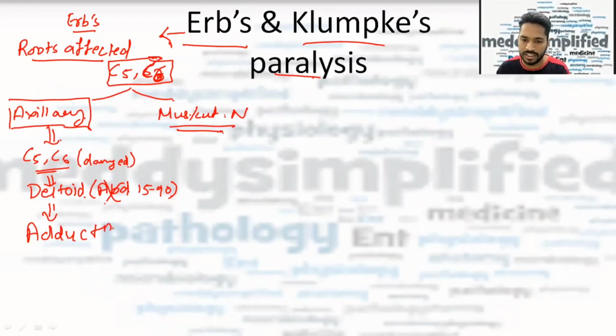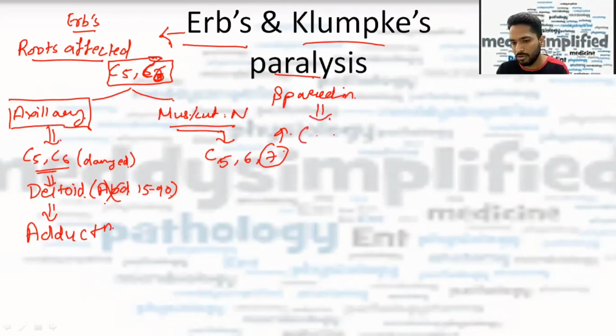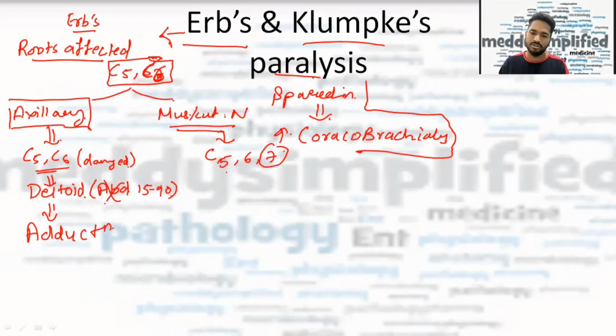Similarly, if we talk about the musculocutaneous nerve, the root value is C5, C6, and C7. So if C7 is not affected, there will be a question: which muscle is spared in Erb's paralysis? That answer will be coracobrachialis. So this muscle is spared in Erb's paralysis. With C5 and C6, which muscles will get affected here? It will be the brachialis and biceps brachii. So if these muscles are affected, what will happen?